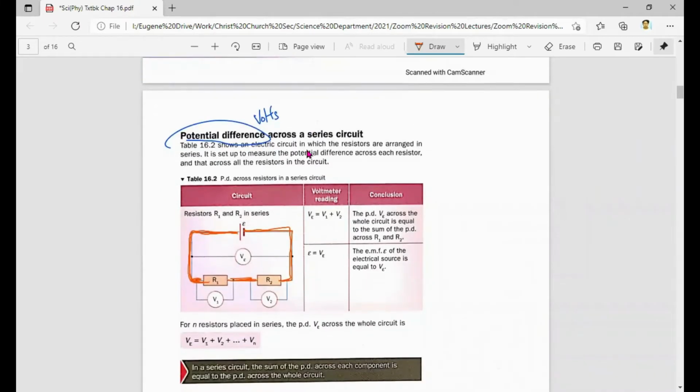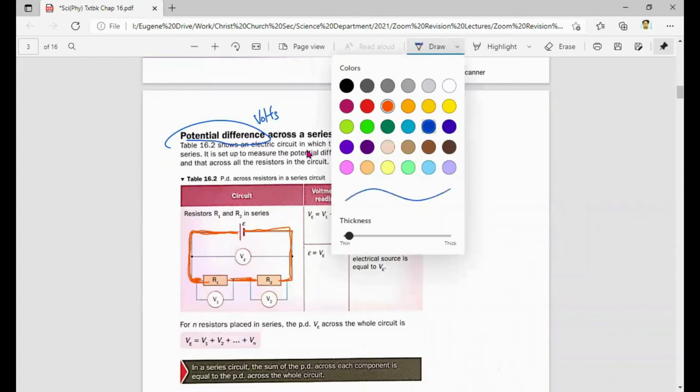Now, what they did here is this. To measure the potential difference of R1, they connected a voltmeter parallel to R1. So connected to the start before R1, connected to after R1. This will help me measure the potential difference of R1. The potential difference of R1, we'll label it as V1. So V1 measures the potential difference across R1. V2 measures the potential difference across R2.